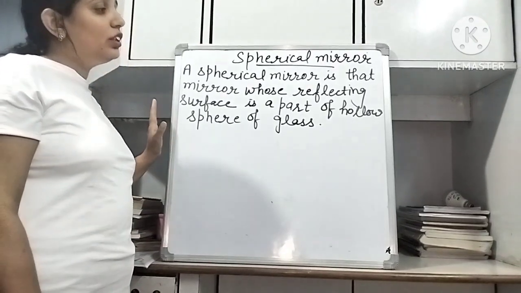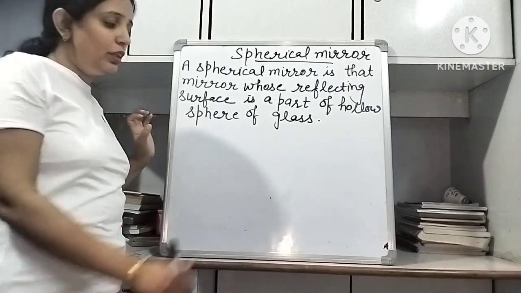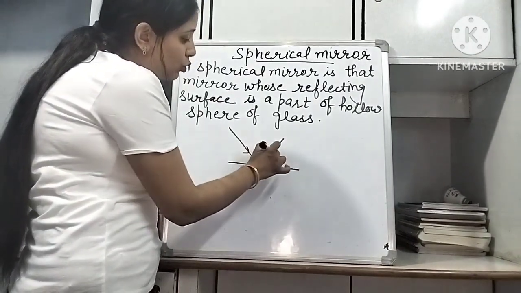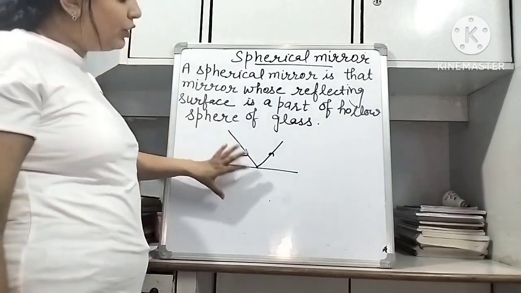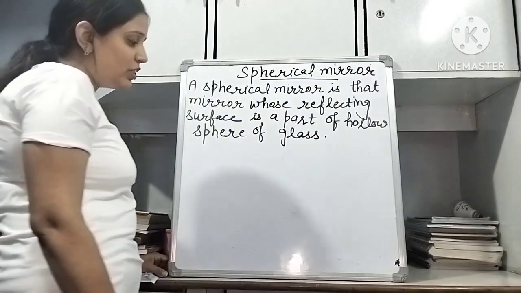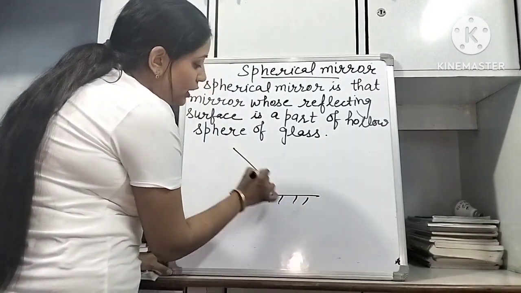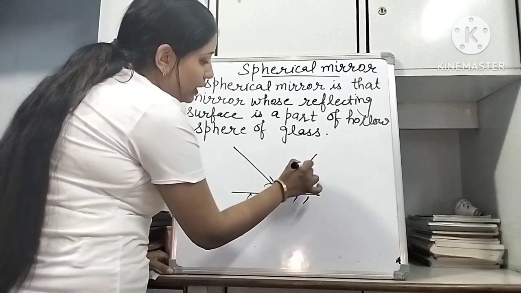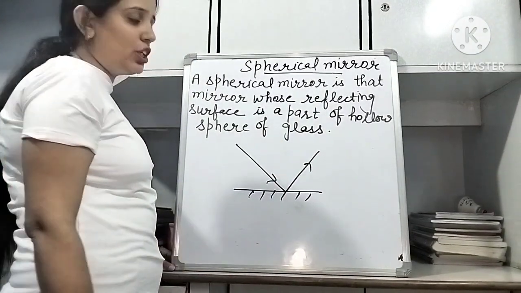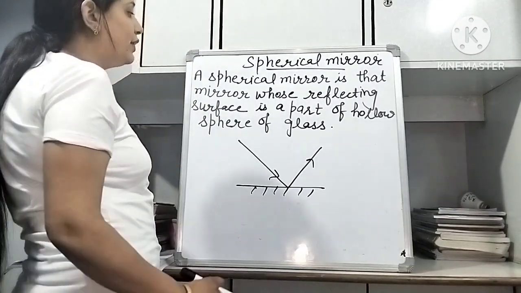As we have discussed in the previous videos, if light radiation is incident on the plane mirror, for example this, then it will only change the direction of the light radiation. It does not converge or diverge the light radiation. So we will need the spherical mirror, which will converge and diverge the light radiation.